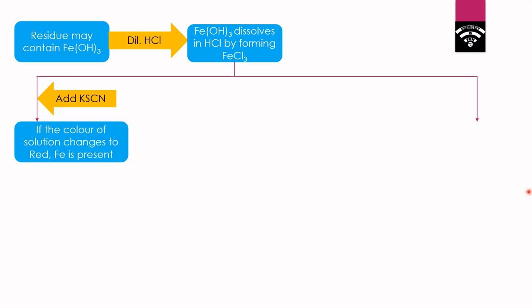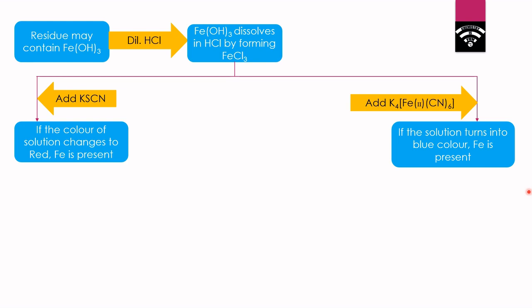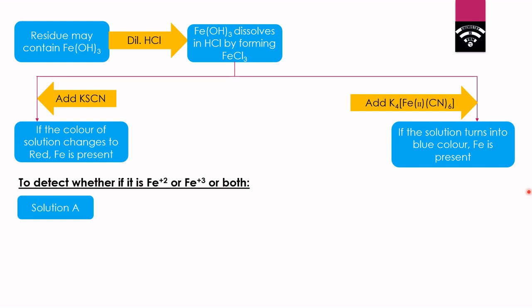Then we divide the FeCl3 solution into two parts. In the first part we add potassium thiocyanate, and if the color of the solution changes to red or blood red, then we can say that Fe is present in the solution. In the second part we add potassium ferrocyanide, and if the solution turns blue, we can also say that Fe is present. We can do any one of them or both of them.